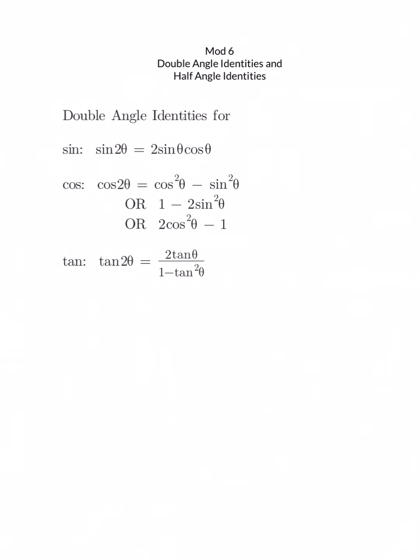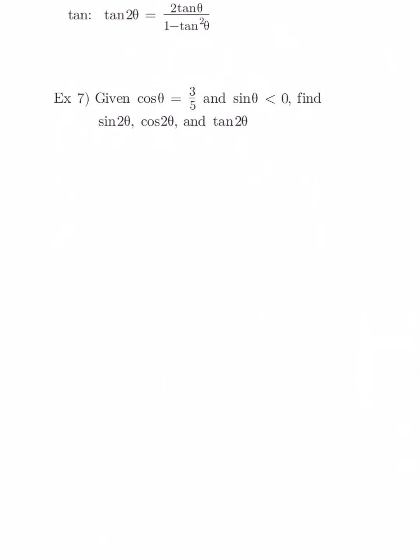The tangent of 2 theta equals 2 times the tangent of theta over 1 minus tangent squared of theta. For practice in using our double angle identities, we are going to look at example 7, where we are told that the cosine of theta equals 3/5, and that the sine of theta is less than 0. And then we are asked to find sine, cosine, and tangent of 2 theta.